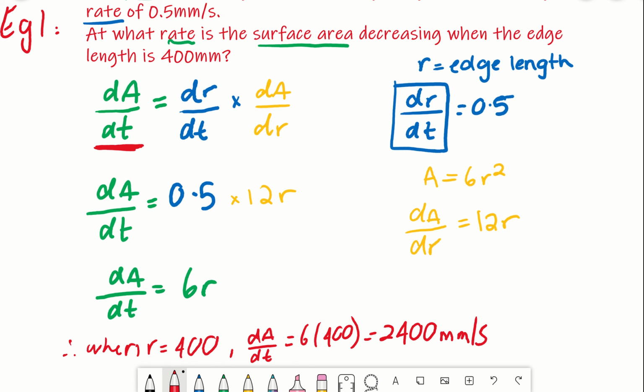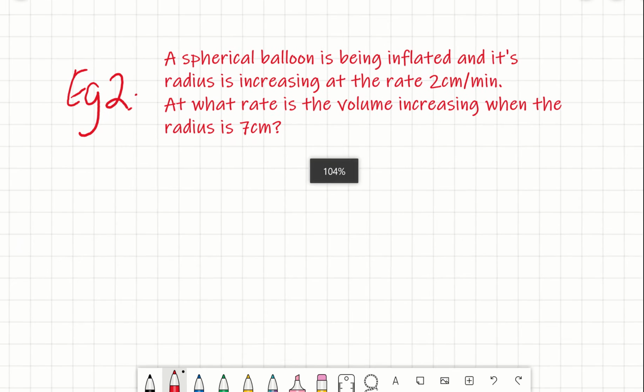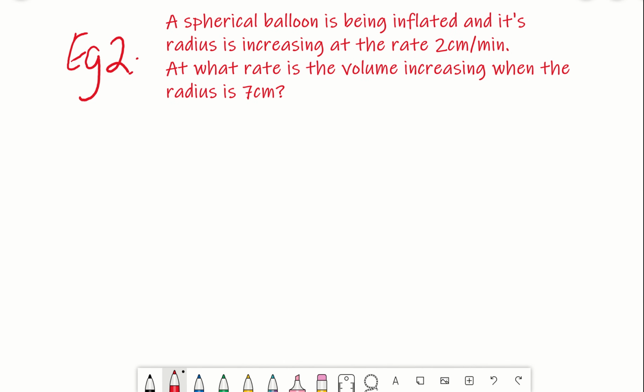Okay, let's have a look at another one. Okay, example 2, copy this one down for me. I'll just zoom in a bit. And then pause the video while you're copying it down, because I'm going to jump straight into it.